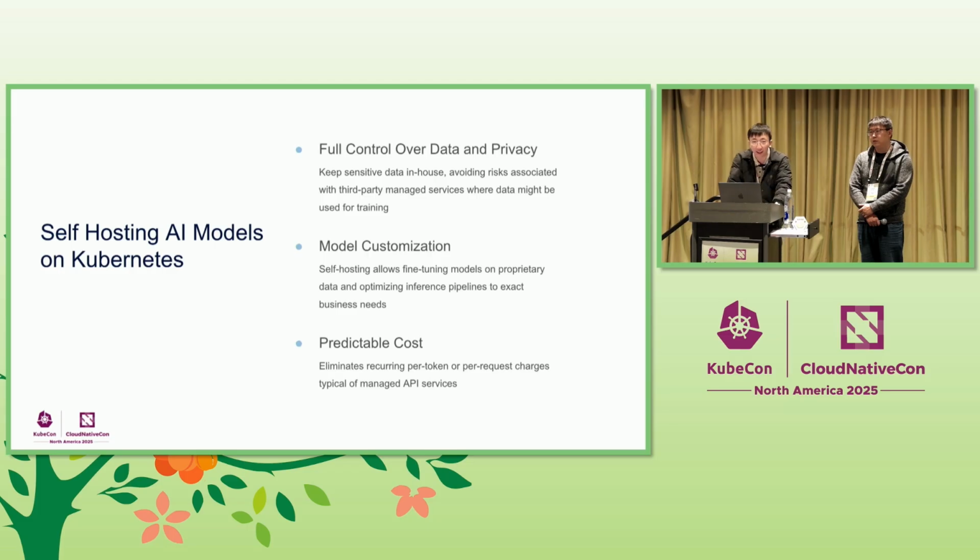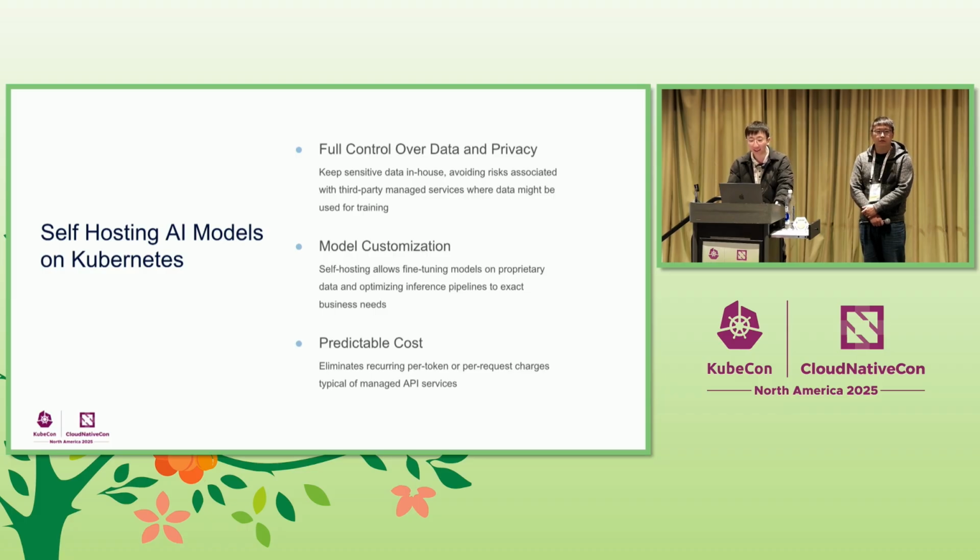All right, let's start at the beginning. Why go through all this trouble? As we all know, GPU nodes are super expensive and require a dedicated team of platform engineers to maintain. But self-hosting on Kubernetes gives you 3 main advantages. First, full control over data and privacy. When you use third-party API, your sensitive data leaves your environment. And by self-hosting, your data stays in-house, and you know it's not being used by someone else training.